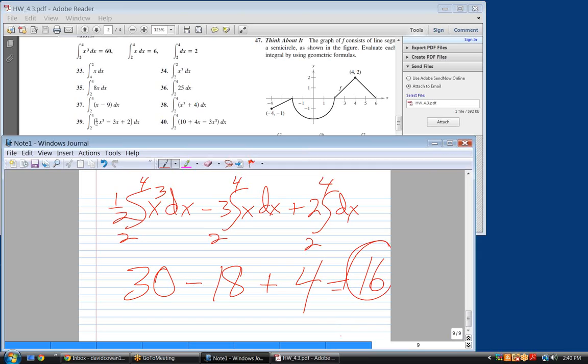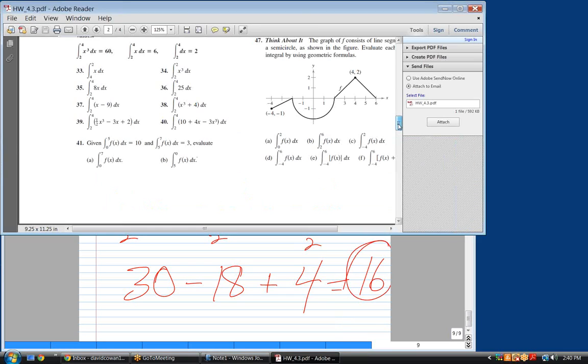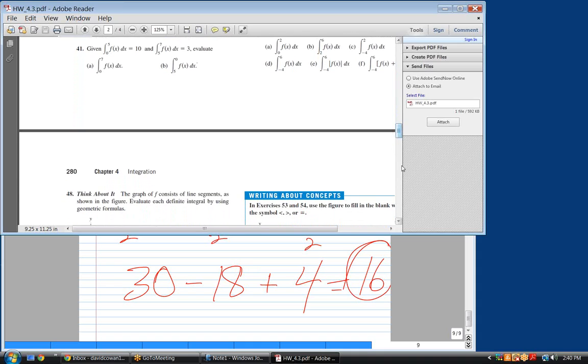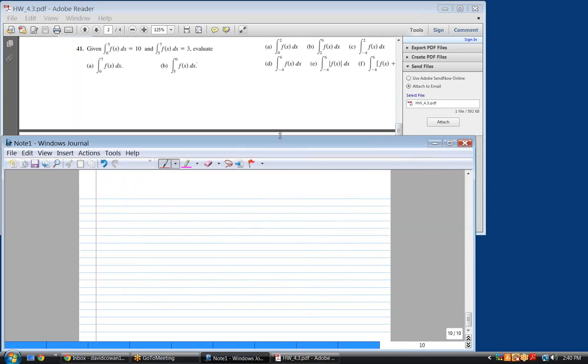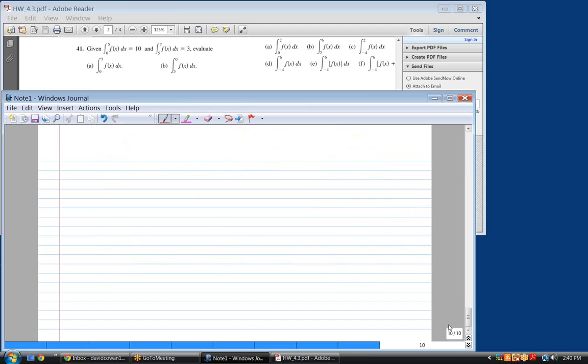Okay, let's see, 41. Given that and that, I tell you what, they don't take any excuse whatsoever to not give you hard problems. It doesn't seem like it'd just be easier to go ahead and do these the normal way. I guess they're trying to make a point. So from 0 to 7 of f of x dx would be equal to what?